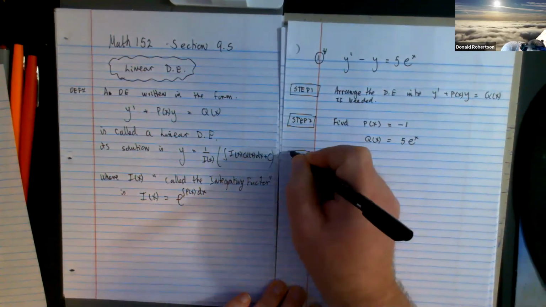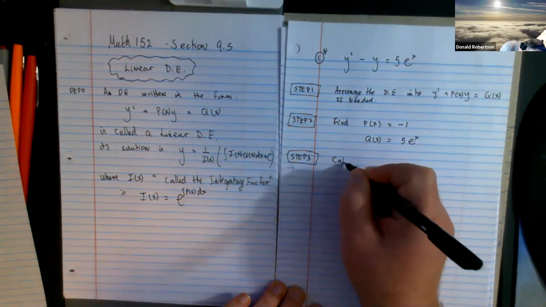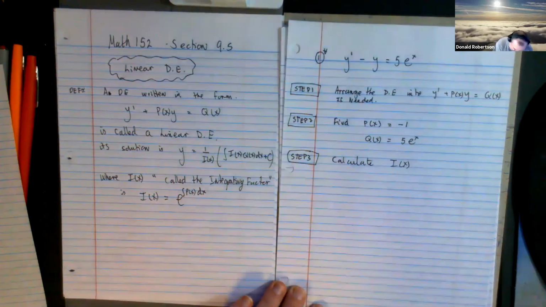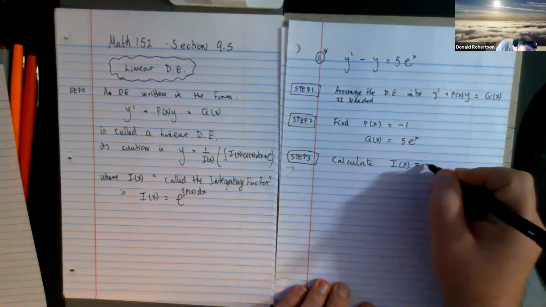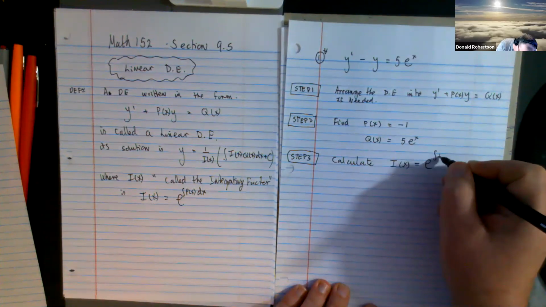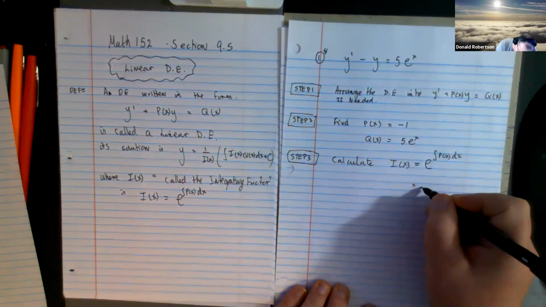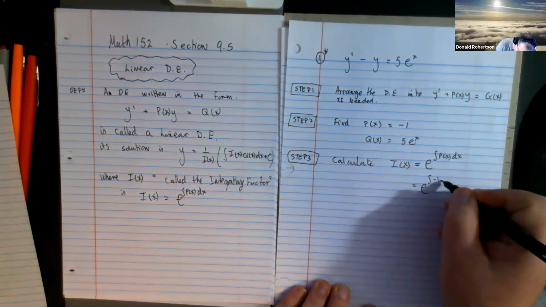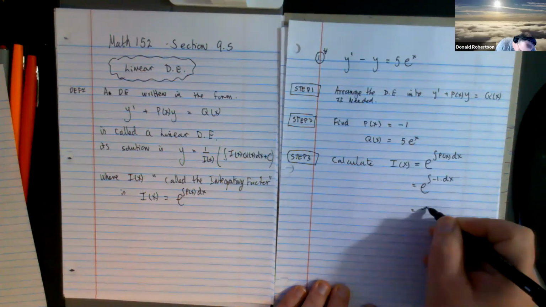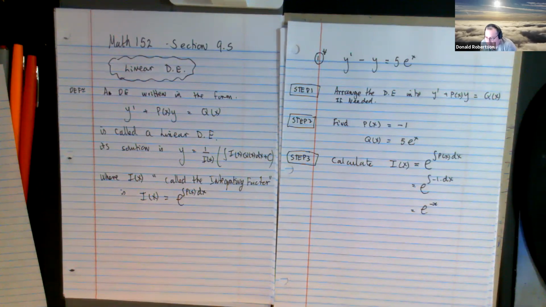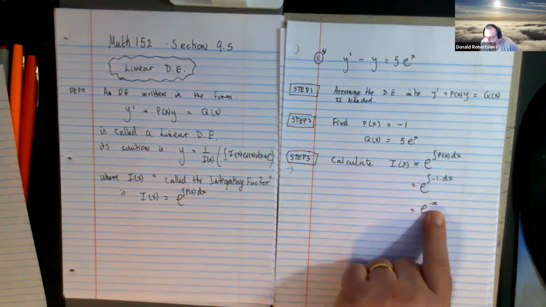Step 3, calculate the integrating factor. It is e to the integral of p of x dx. It is e to the integral of -1 dx. And the integral of -1 is -x. Do you notice that you do not put -x plus c? Do you notice it just says -x? That's what you always do. The integrating factor only has x's, no plus c's.